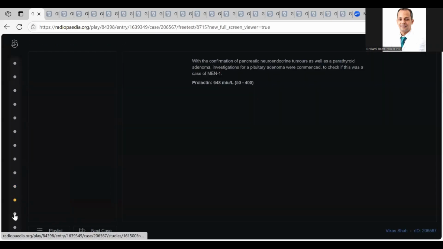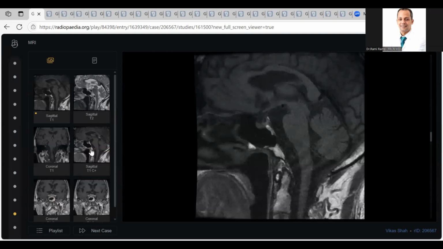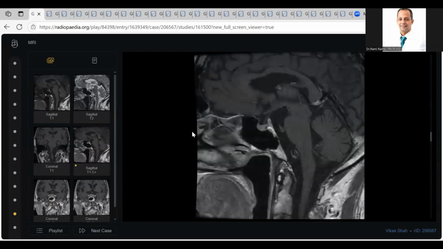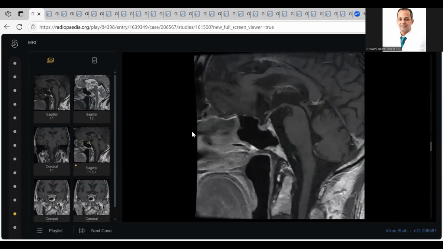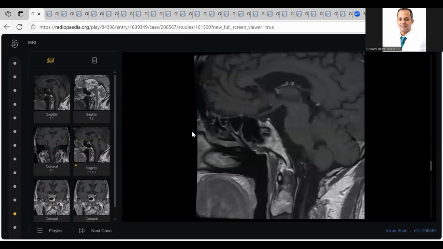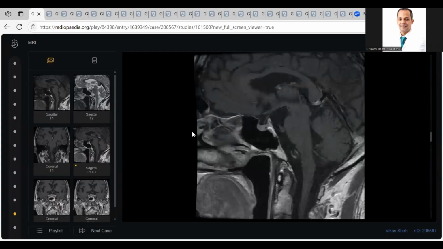Excellent. Look here. This is post contrast. Post-contrast MRI sagittal images. Sir, I can see a well-defined hypointense lesion in the posterior aspect of the pituitary. This is post contrast, so it is hypoenhancing or non-enhancing. So what's your diagnosis here? Sir, this is likely a pituitary microadenoma.